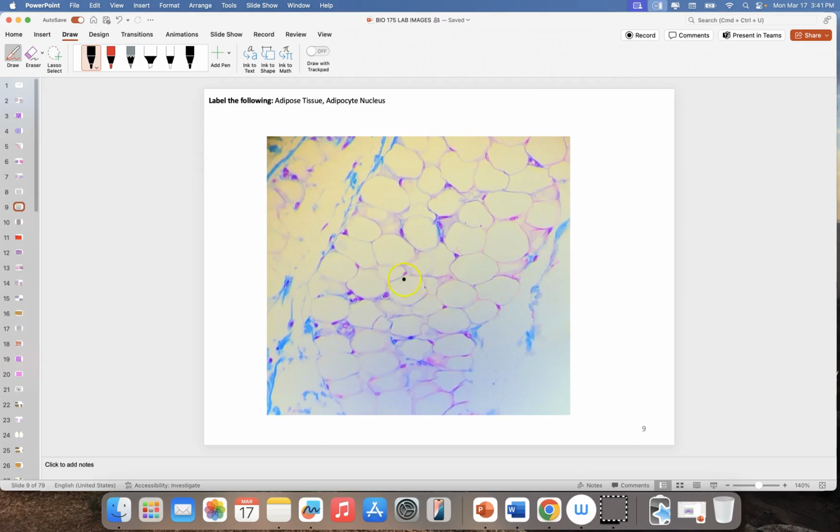And when it does that, you can see the nucleus of the cell gets pushed all the way up against the plasma membrane. Normally when we see a cell, the nucleus is usually more in the middle of the cell, but in these adipocytes, it's pushed all the way to the plasma membrane because the rest of the cell is filled up with fat.